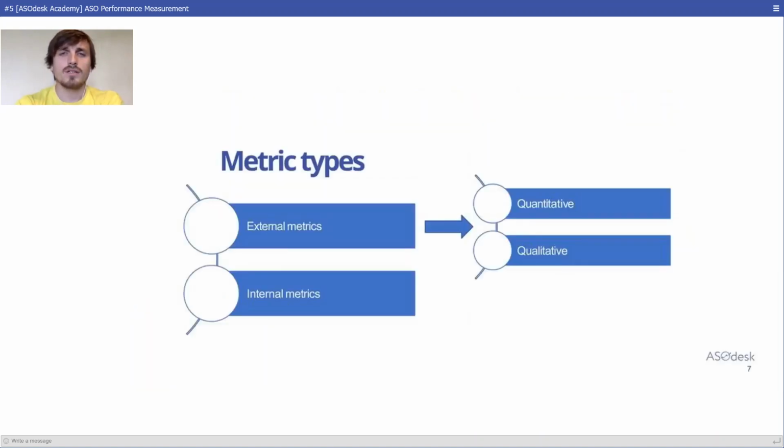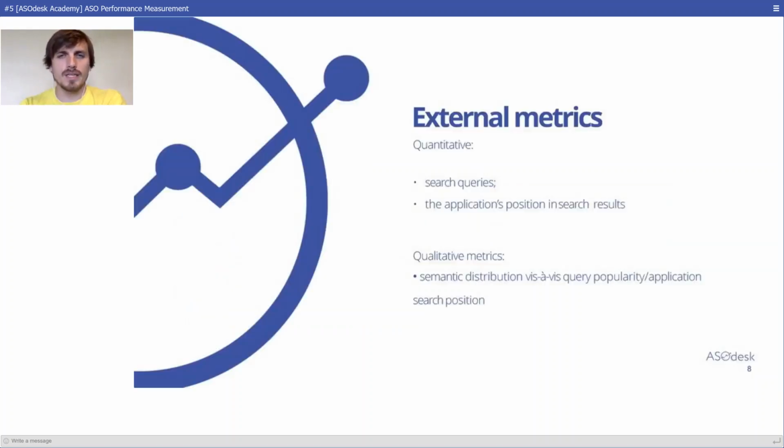So talking about the metrics for measuring efficiency, we discern two main types of metrics: external and internal metrics. And external metrics we divide into quantitative and qualitative metrics. So let's look at the details.